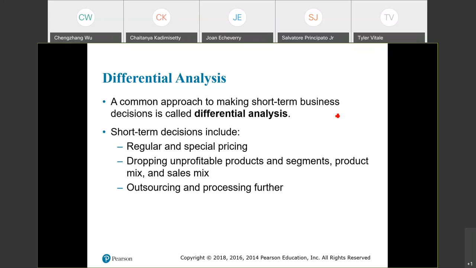Differential analysis is also sometimes called incremental analysis. Instead of looking at the company's entire income statement under each decision alternative, we just look at how operating income would differ under each alternative. So in this approach, we look at the difference of operating income.